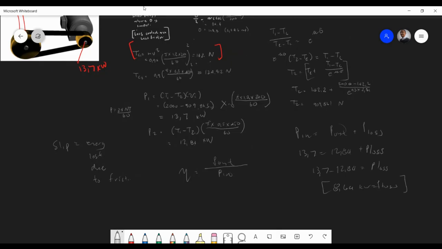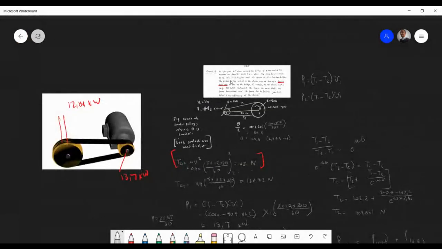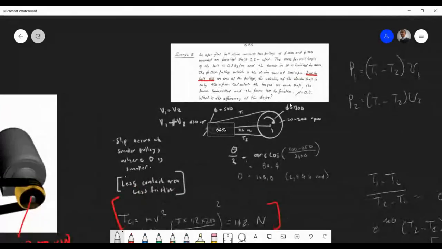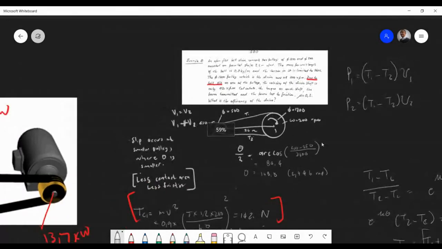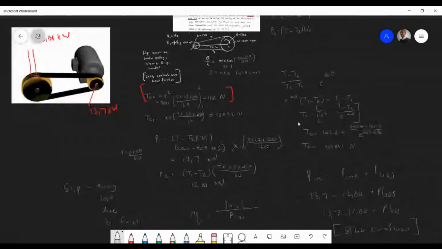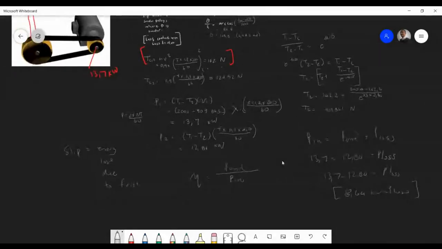So we found that one of the questions was to find the power loss to friction. Okay, so we've got that. Now just find the efficiency of the drive. Does that make sense to everyone? How I got that? Are we all happy?